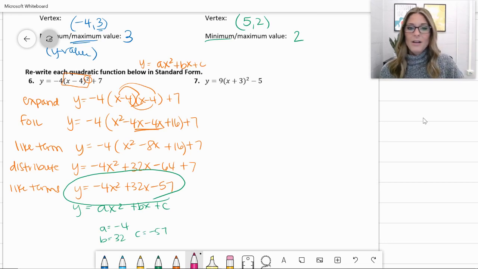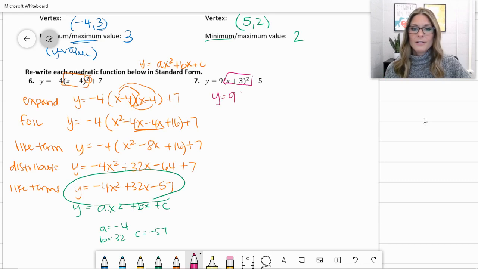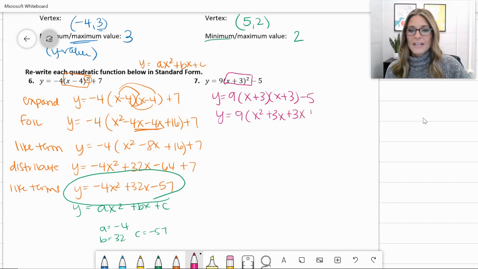Let's try number 7. Y equals 9 times the quantity x plus 3 squared minus 5. Let's do the same steps, starting with that exponent of 2. Expand that out. Write it twice. X plus 3 times x plus 3. Do not drop that squared in and call it done. Now let's FOIL. First, x times x is x squared. Outer will give me 3x. Inner will also give me 3x. And last gives me 9.